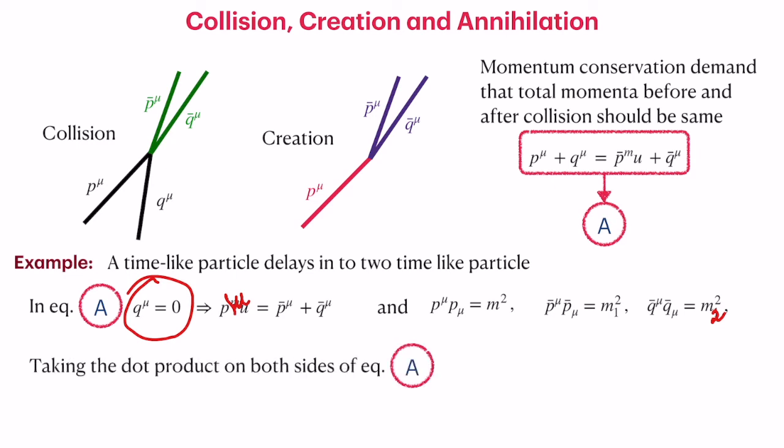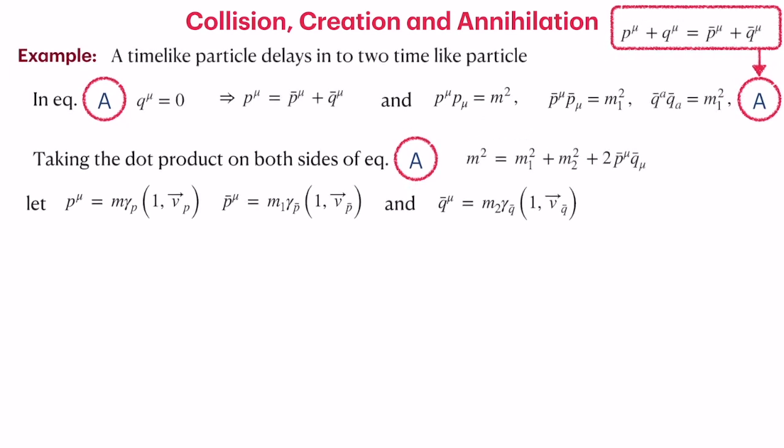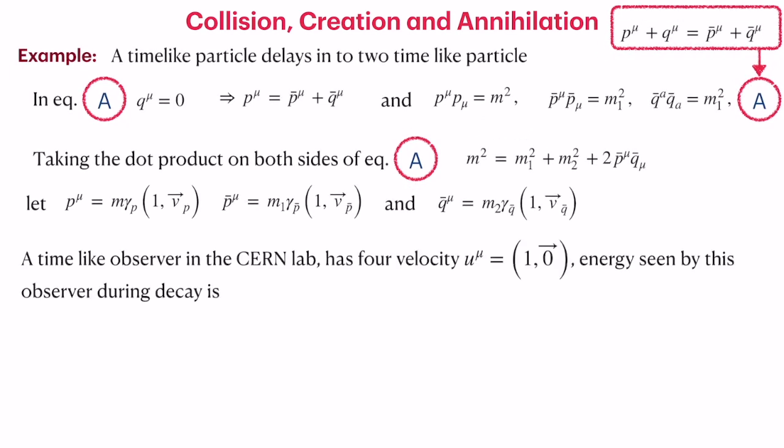All we have is a momentum balance equation. Now we can take the dot product with itself, and then what we get is m square is equal to m1 square plus m2 square plus the dot product between the P bar and Q bar. So this is a basic equation. Again, use particle P mu to have a mass and gamma P, and then you can have particle P bar. In the same way, you can write it in terms of gamma and its spatial velocities, and then we can substitute and relate their velocity. We take a case to show that.